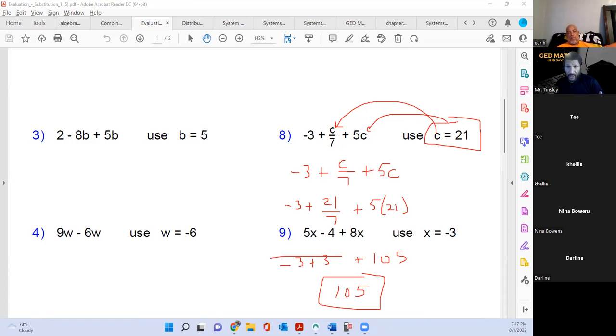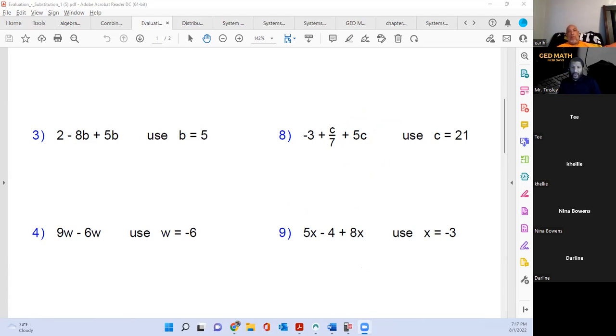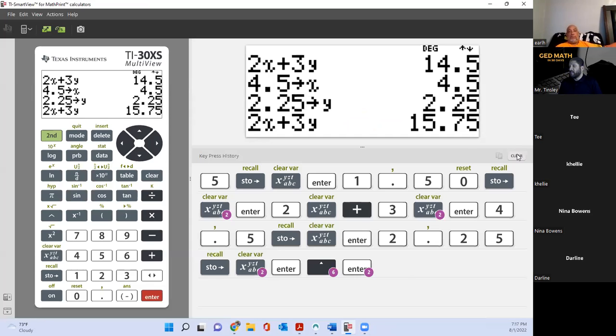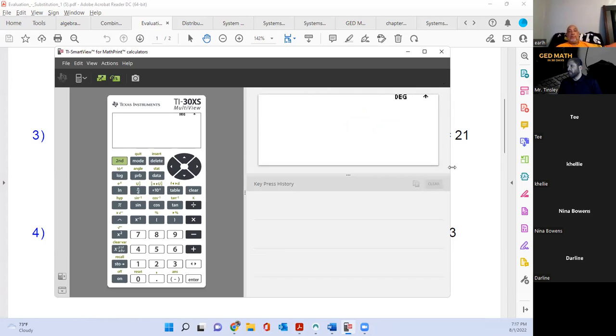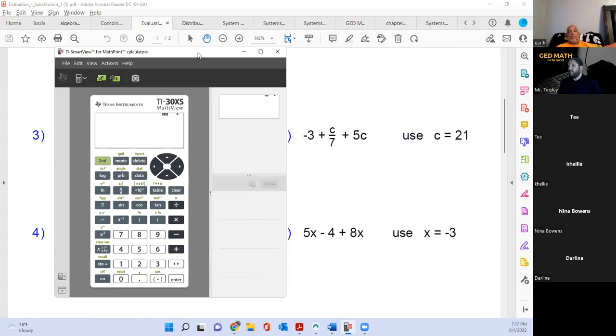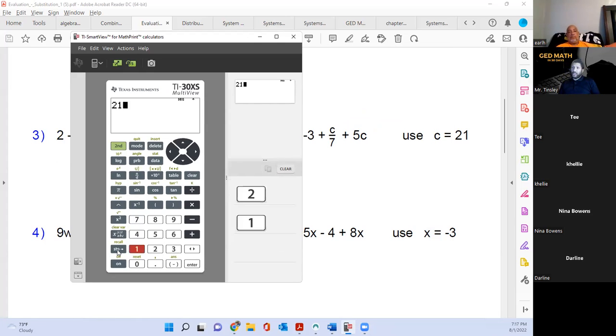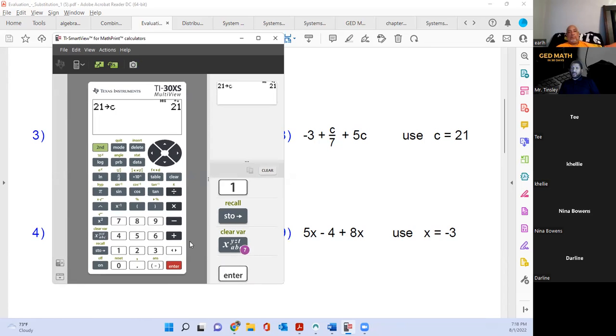What I'm saying to you is, if you know how to store a variable in your calculator, anytime you have to evaluate a problem on the GED, it should take you less than 15 seconds. So let me make this a little bit smaller. What you should be able to do is say C is 21, 21, store C. And then enter the expression exactly the way you see it. Minus 3 plus C over 7 plus 5C.